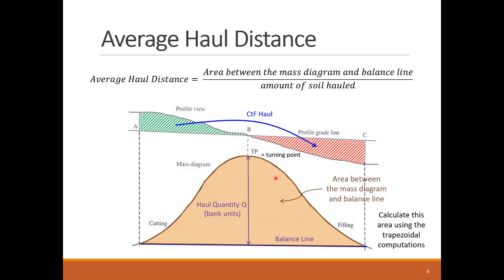If we check the units, the mass diagram area has units of distance times soil volume, while the haul quantity has a volume unit. So dividing these two quantities will give a distance value, which is the average hauling distance. This calculation is kind of transforming the original mass diagram of the balanced zone into a rectangular shape with the hauling quantity as the height and the average hauling distance as the base.